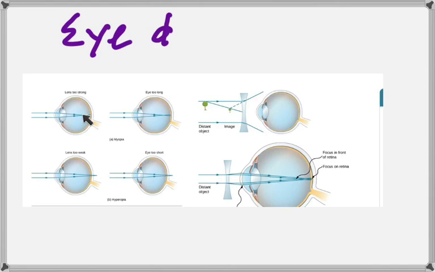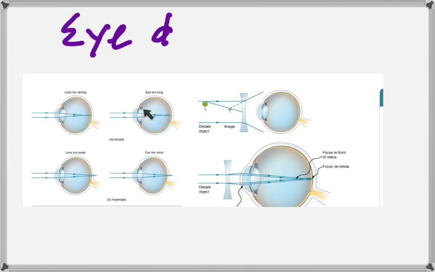So that causes short sight, or myopia. Sorry, short sight is called myopia. It also can be due to the eye being too long. So there are at least two reasons here. The lens is too strong, or the eyeball is elongated along which axis? X or Y? X axis.